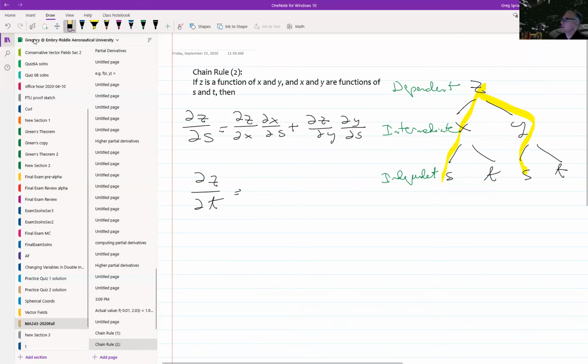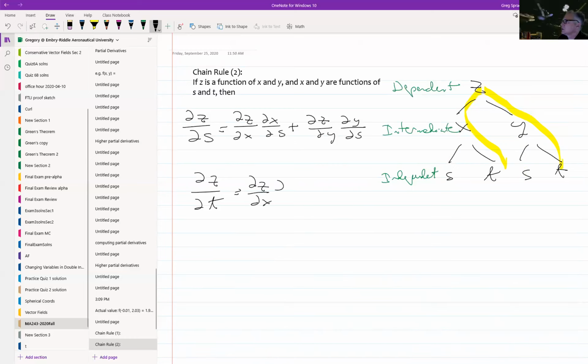For del z del t, I do something similar. On the tree diagram, I go from z down to t in all the possible ways, and there's two of them. For each path, I take the derivatives between adjacent variables, multiply them, and add the products. So that'll give me del z del x, del x del t, plus del z del y, del y del t.